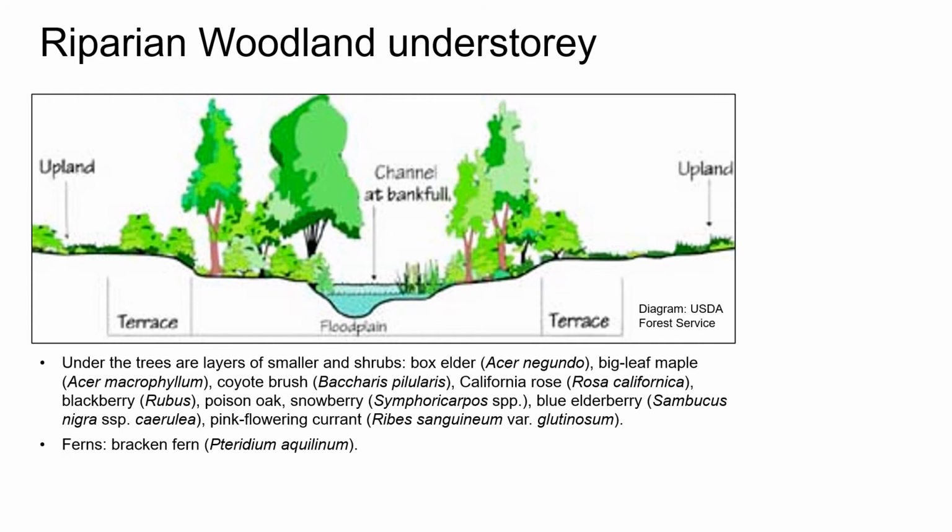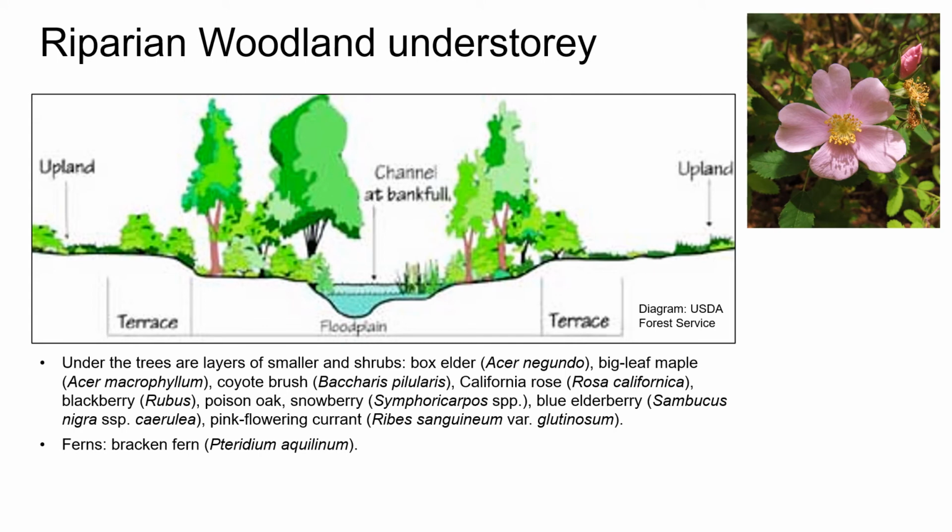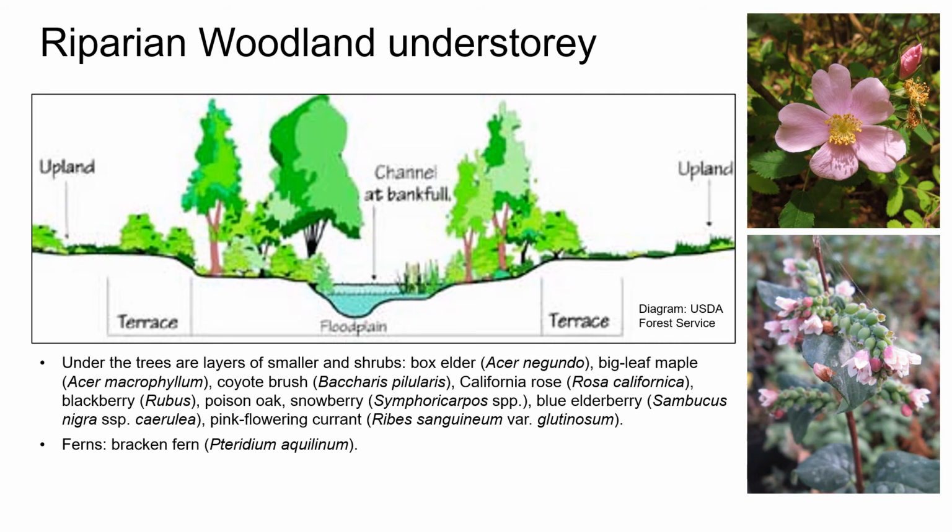In the understory, you'll probably also find a range of shrubs that grow in other woodland and forest plant communities, some of which we've already seen. They include coyote brush, California rose, blackberry, the ubiquitous poison oak, snowberry, blue elderberry, coffeeberry, and pink flowering currant. You may also find bracken fern, Pteridium aquilinum, which is a common fern found in several plant communities that spreads by rhizomes.